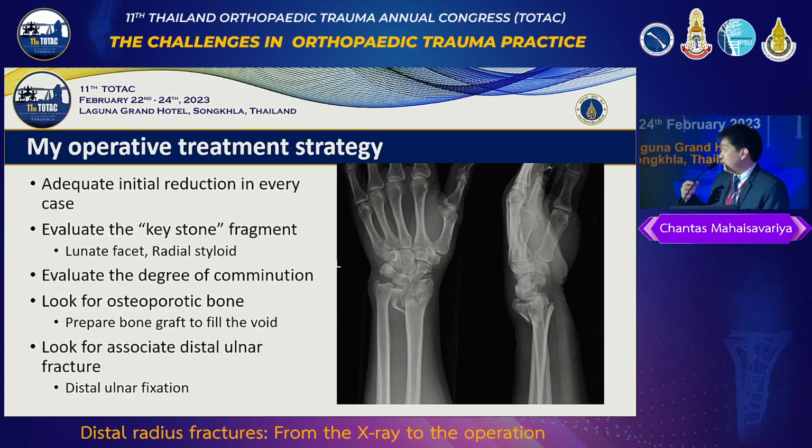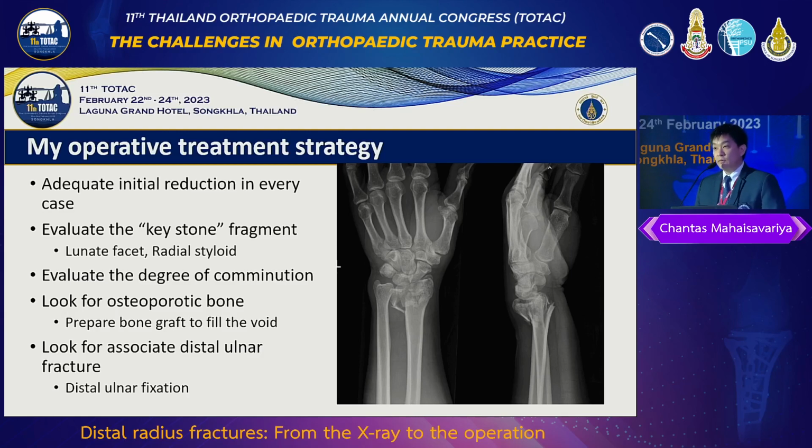So this is my operative strategy. First, I emphasize that you do an adequate initial reduction in every case. After that, please evaluate the keystone fragment and include the radial column, the radial styloid, and the lunate facet. Another thing is to evaluate the degree of comminution, which makes the fracture more complicated.